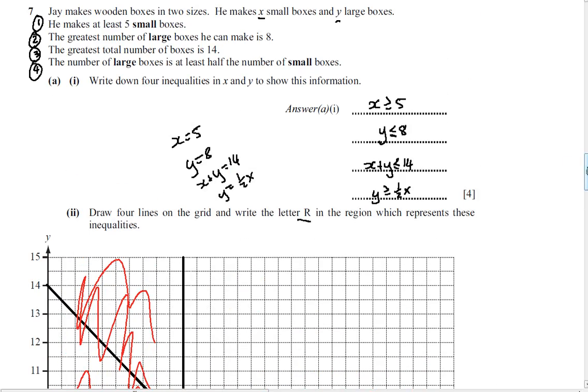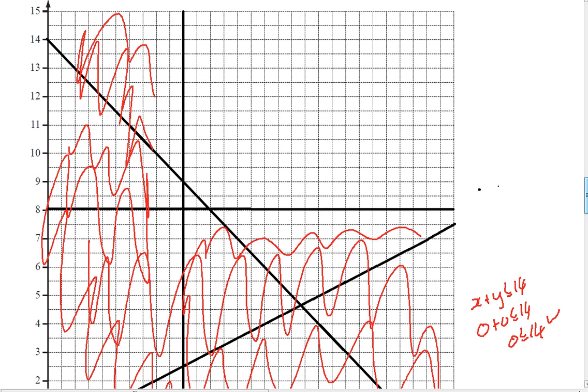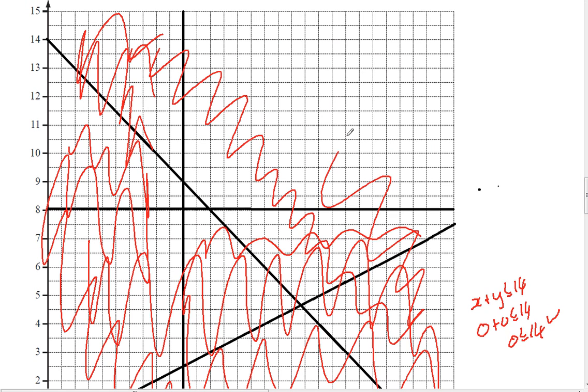x plus y is less than or equal to 14. So here's the line x plus y is equal to 14. Take a point below this line, which is 0, 0. Substitute in: x plus y is less than or equal to 14, 0 plus 0 is less than or equal to 14, which is true. So everything below this line is the wanted region, so we shade everything above that line.